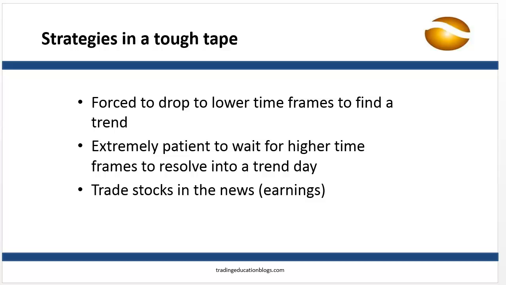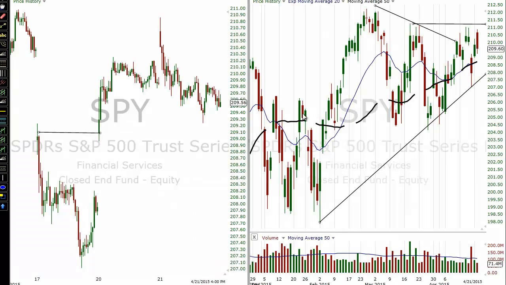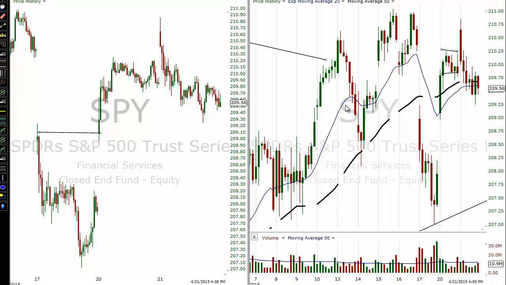If you are trading right now and find it a little frustrating, there's a couple of things you could do. Number one is drop down to lower time frames to find a trend. And let me just put that on pause for 1 second there. So what I mean by dropping a time frame, obviously this is the daily chart here. We're going to push it down to an hourly chart.